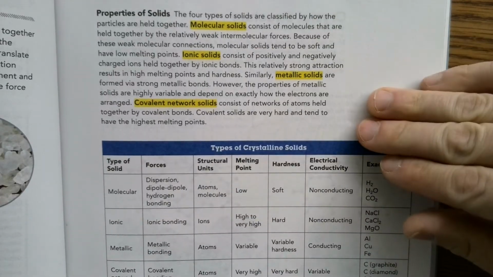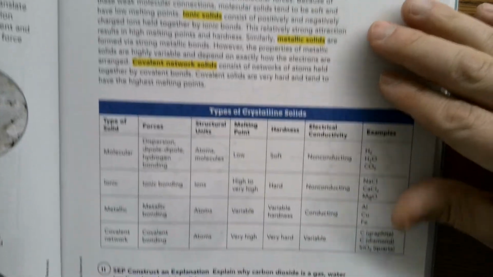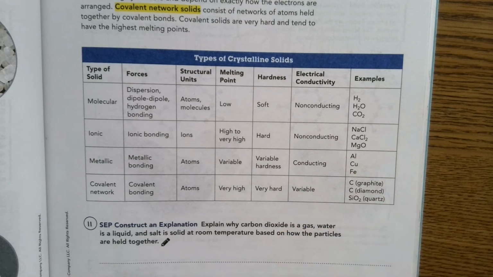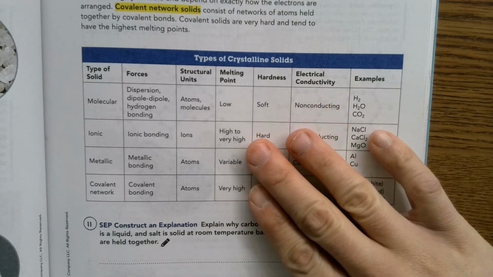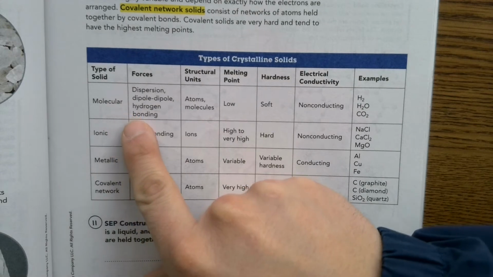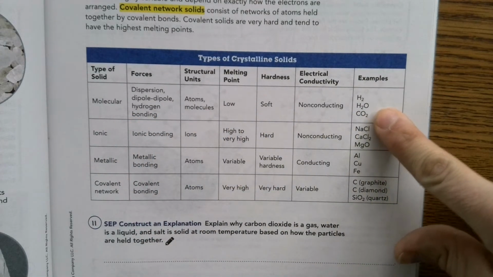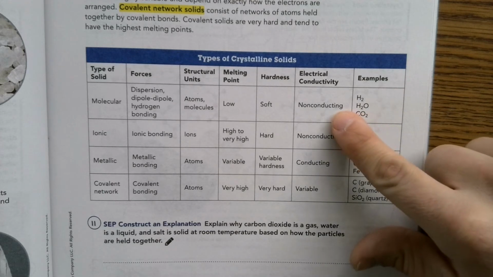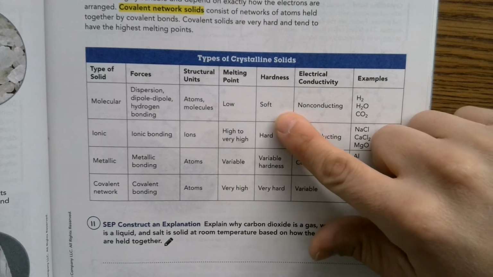That I believe is on your packet. You need to take those notes for it. And down below, this is the chart you need to be familiar with. This will be on your test. When we think about molecular solids, I want you to think of something like water, or carbon dioxide, or H2. These are your examples, and they don't conduct electricity, and they tend to be very soft, right?